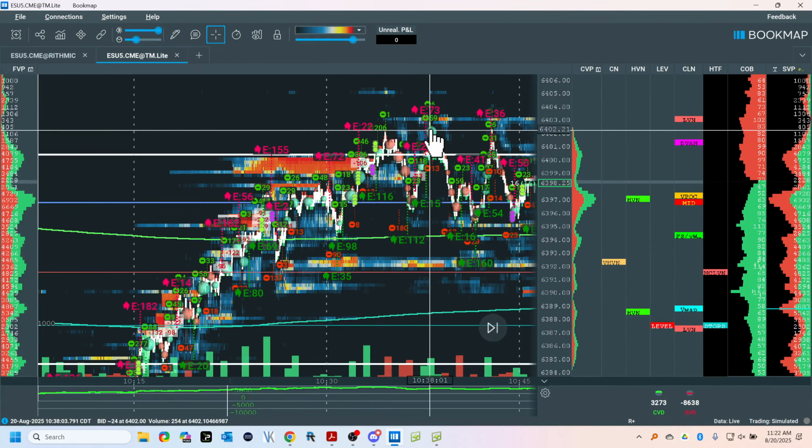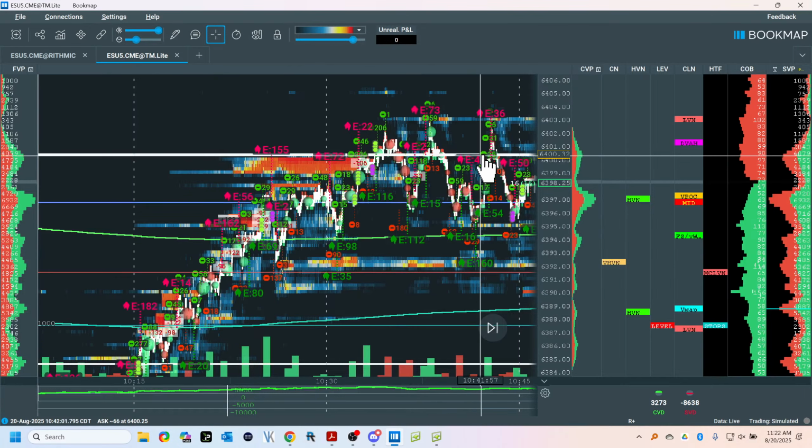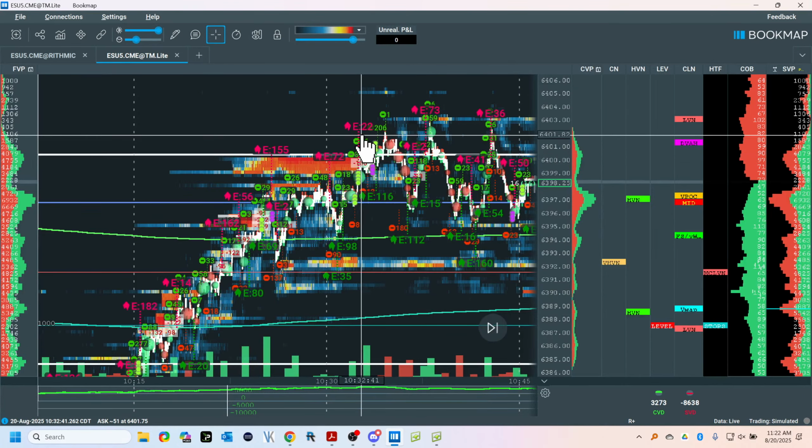Absorption here, break low. So what do I know? I had the sweep. I got sellers here. I got sellers here. There they are. I come back up. What's going on here? Absorption, break low. My high volume is in here. I'm going to draw a little box around this.